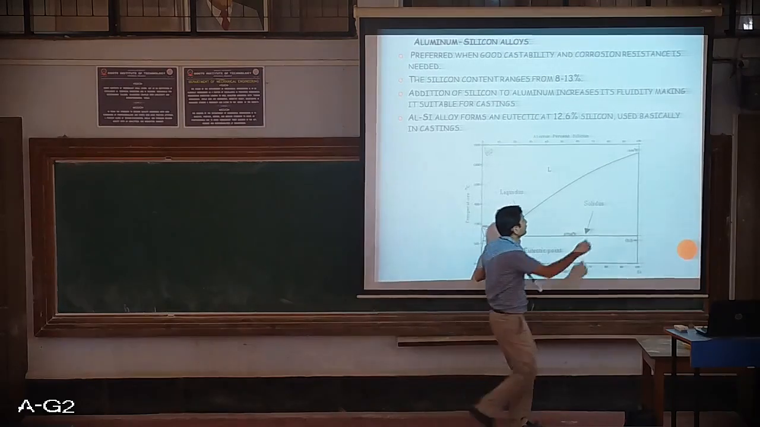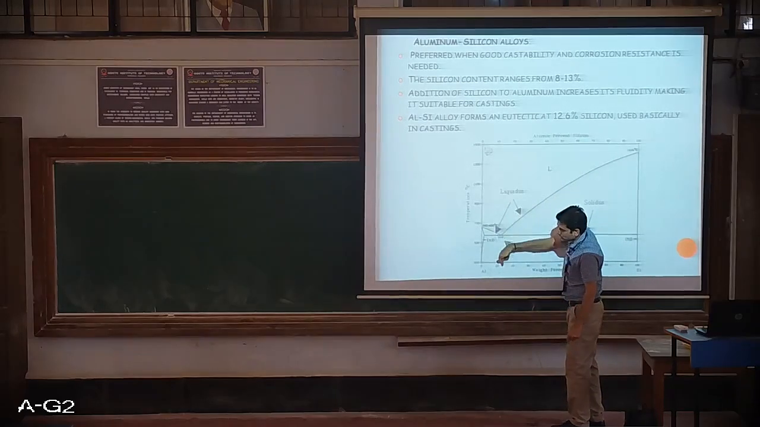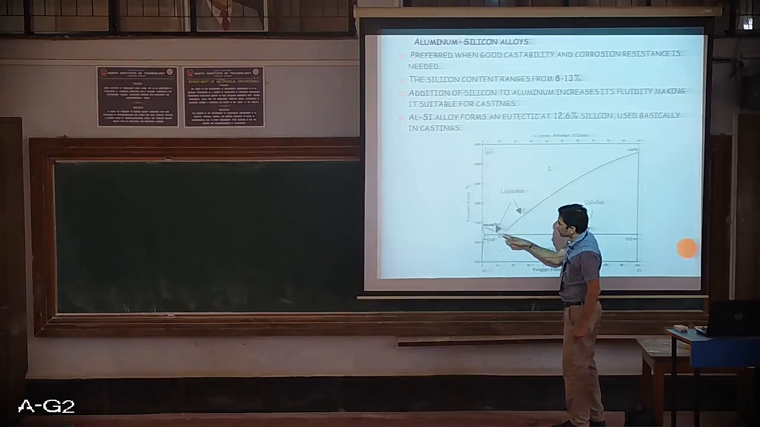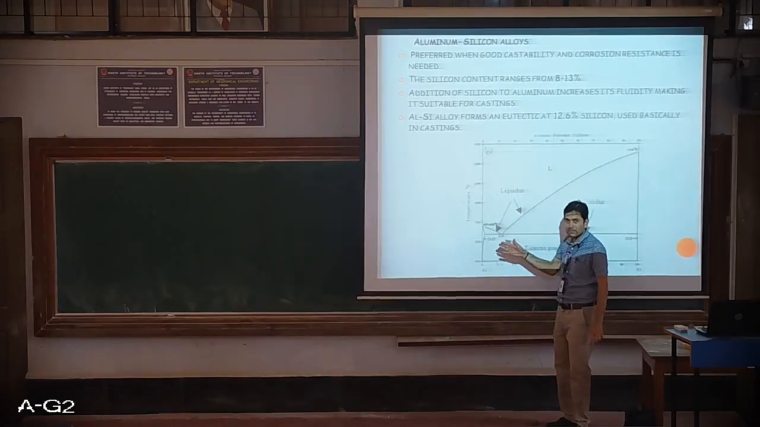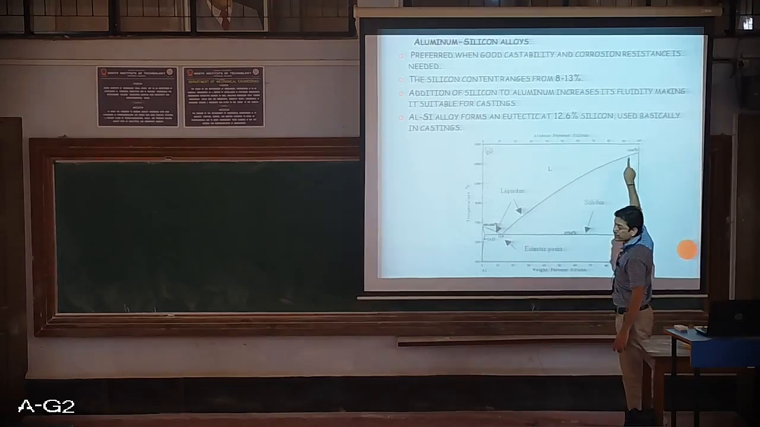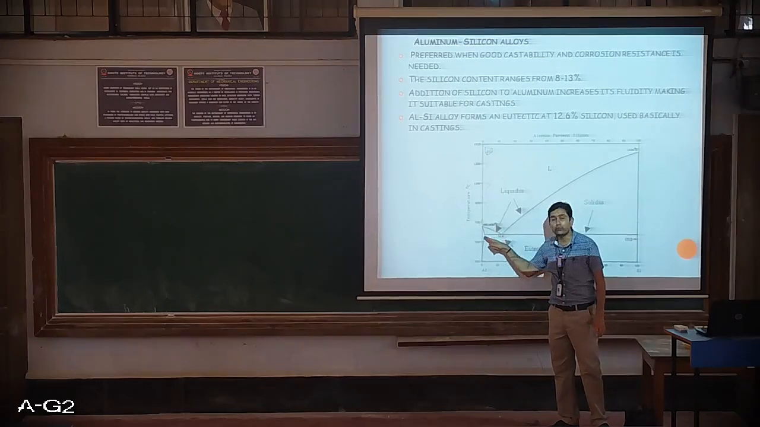The melting point of silicon is somewhere over here. But an alloy of this one, that is 12% aluminum plus silicon, will show a melting point very much lower than that of the silicon. So that is why this is used. So aluminum silicon alloy will not have a melting point of 1414 degrees Celsius or 660 degrees Celsius. It will be something around 400 degrees Celsius.